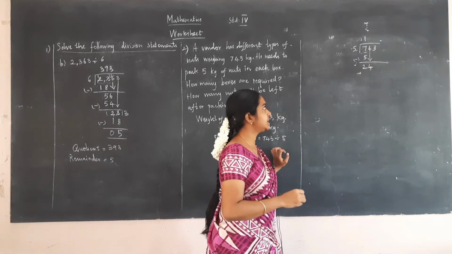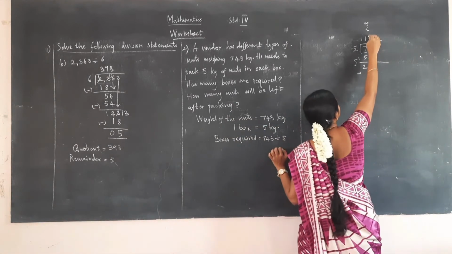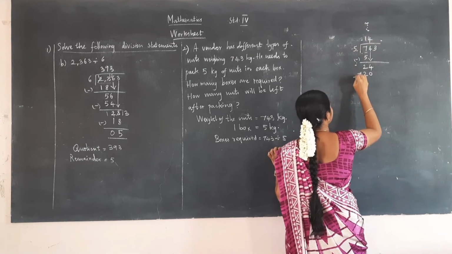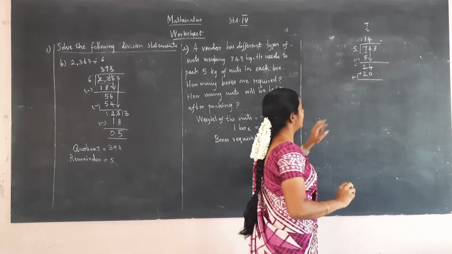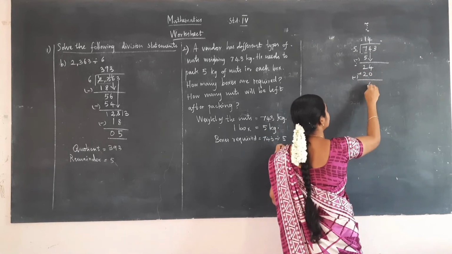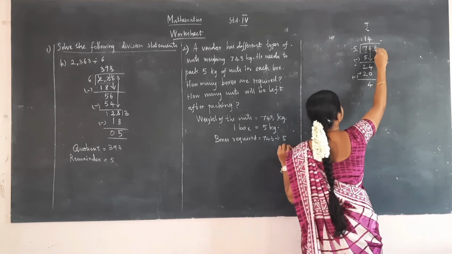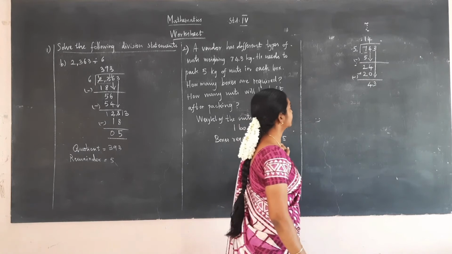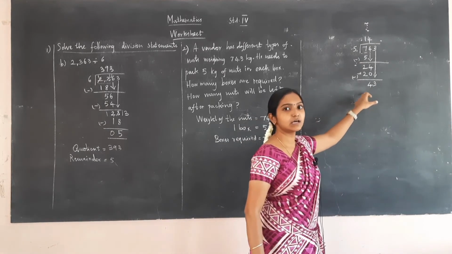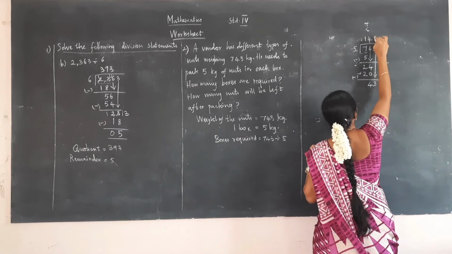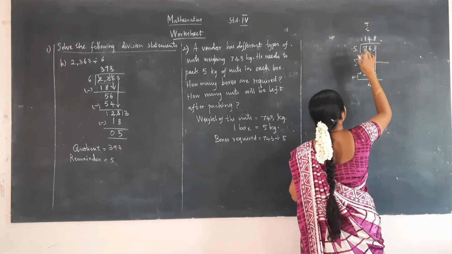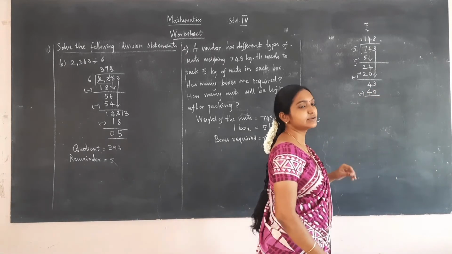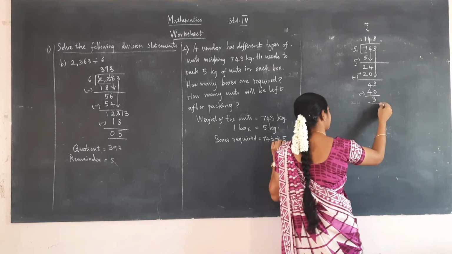5 4s are 20. So write 4 in the quotient. 5 into 4 is 20. When we subtract, 4 minus 0 is 4, 2 minus 2 is 0. Again bring down the 3. 8 5s are 40. Write 8 in the quotient. 8 into 5 is 40. Subtract. 3 minus 0 is 3. 4 minus 4 is 0.